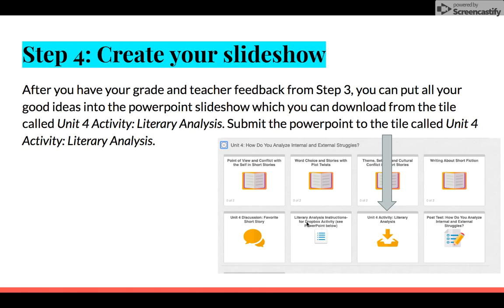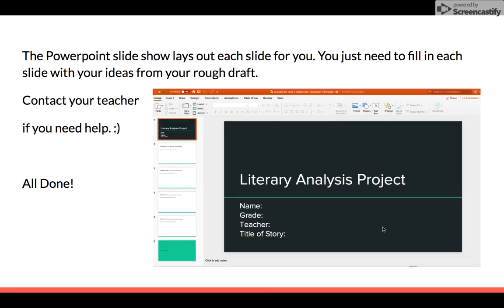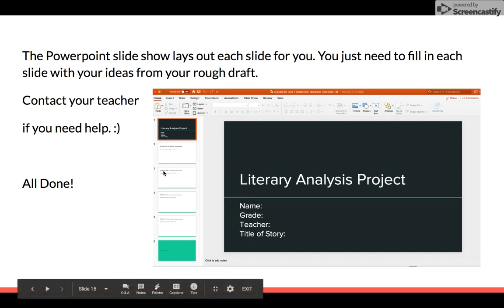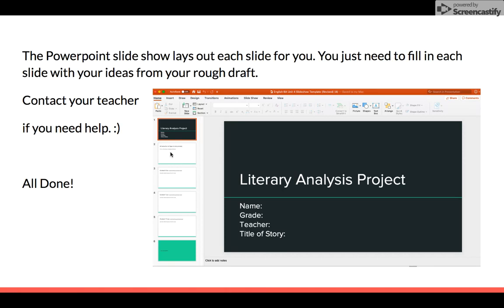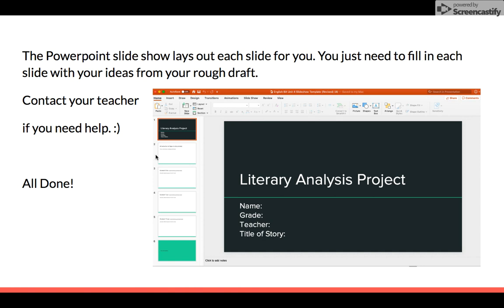Once it's graded, you're going to access the next tile, which is the PowerPoint slideshow, and you're going to put all your ideas from the literary analysis activity into the slideshow, and that slideshow is going to look like this. You're going to replace this writing with your own words, okay? So this is the title page, and you can see here there's other slides that you're going to fill in your information. Like this could be the one where you analyze the setting. This could be the one where you analyze the plot. This could be the one where you talk about the characters, and so on. It tells you what to put on each slide. You're going to replace the words there with your words about your story. You upload it to that tile, and you're all done.